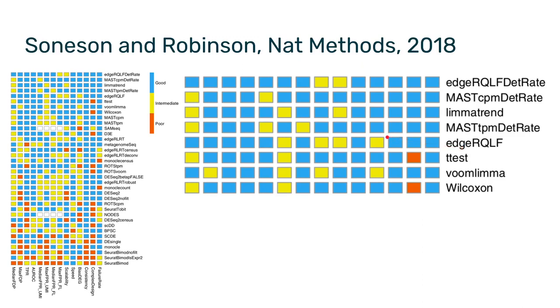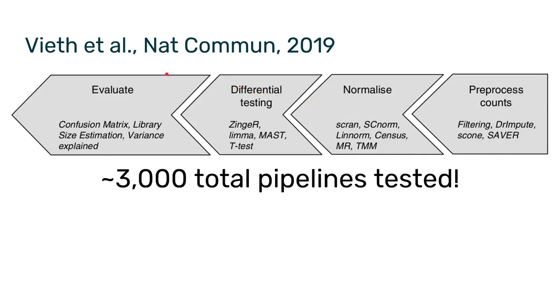And here's another relevant paper. This one is Vieth et al. That was recently published in Nature Communications. Once again, single-cell RNA sequencing. And what Vieth et al. has done, they tested all possible combinations for their single-cell RNA-seq pipeline. Once again, not flow cytometry, but a sister field.